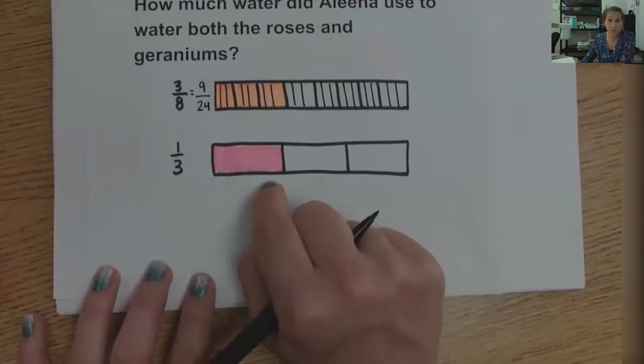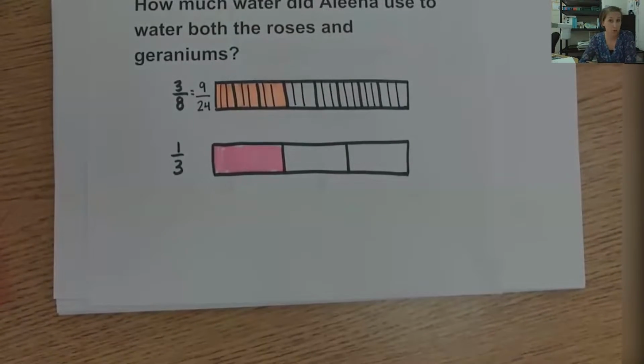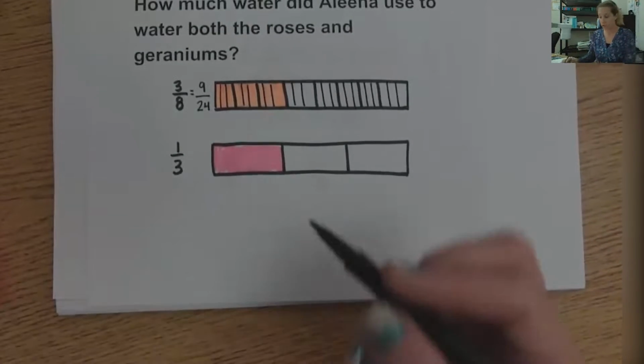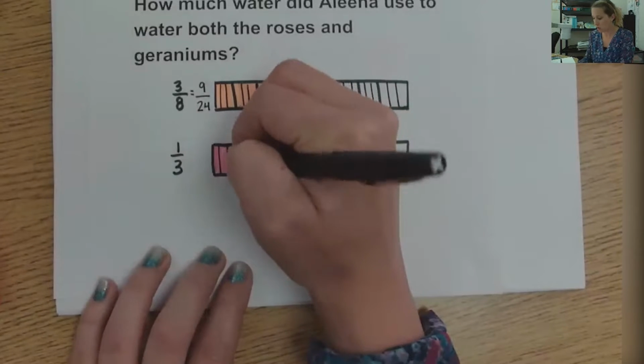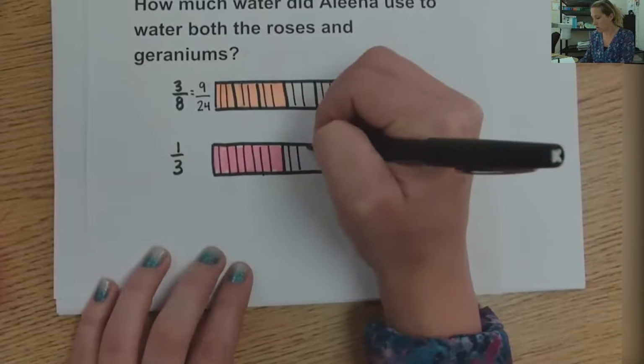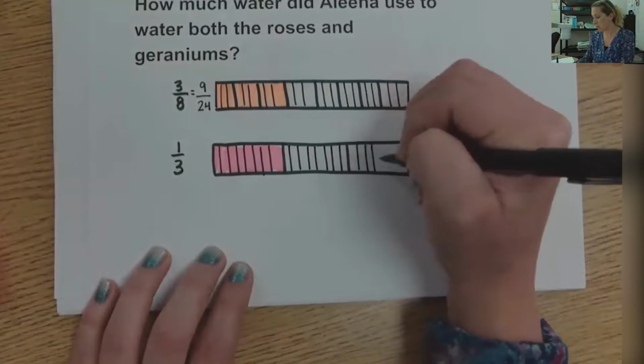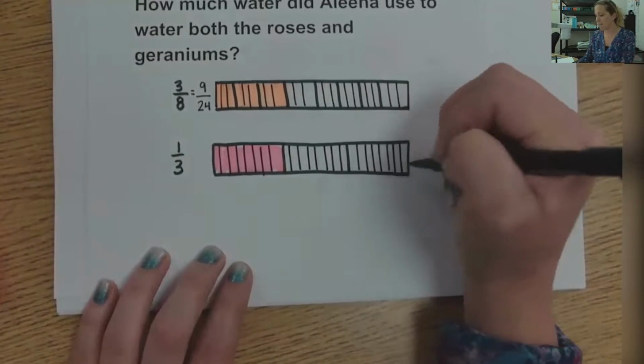So I have to ask myself again, how can I get thirds into 24? Well, what times 3 equals 24? Did I hear you say 8? Fabulous. So now instead of cutting each section into 3, I need to cut each section how many times? Good job, into 8 pieces. So let's do that. 1, 2, 3, 4, 5, 6, 7, 8.